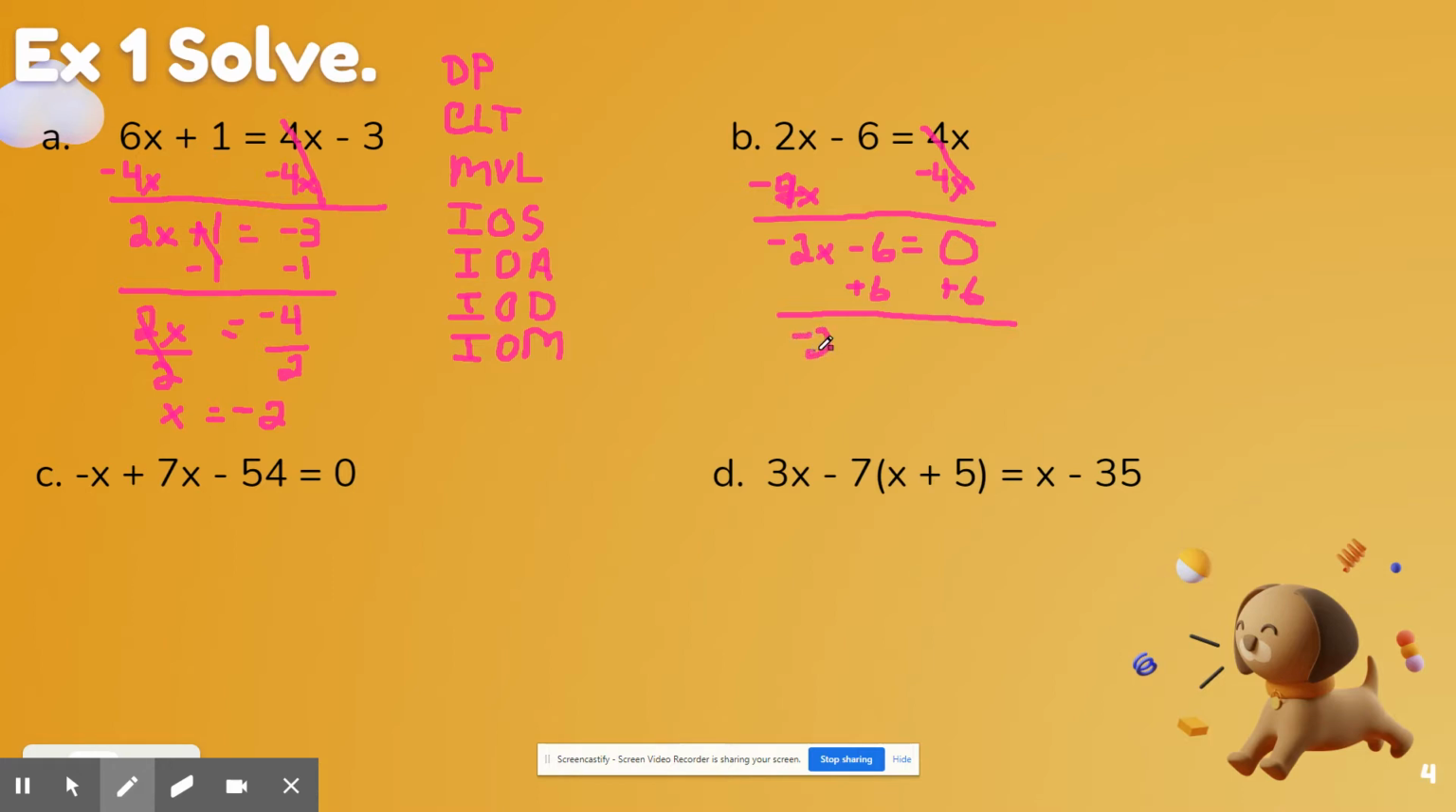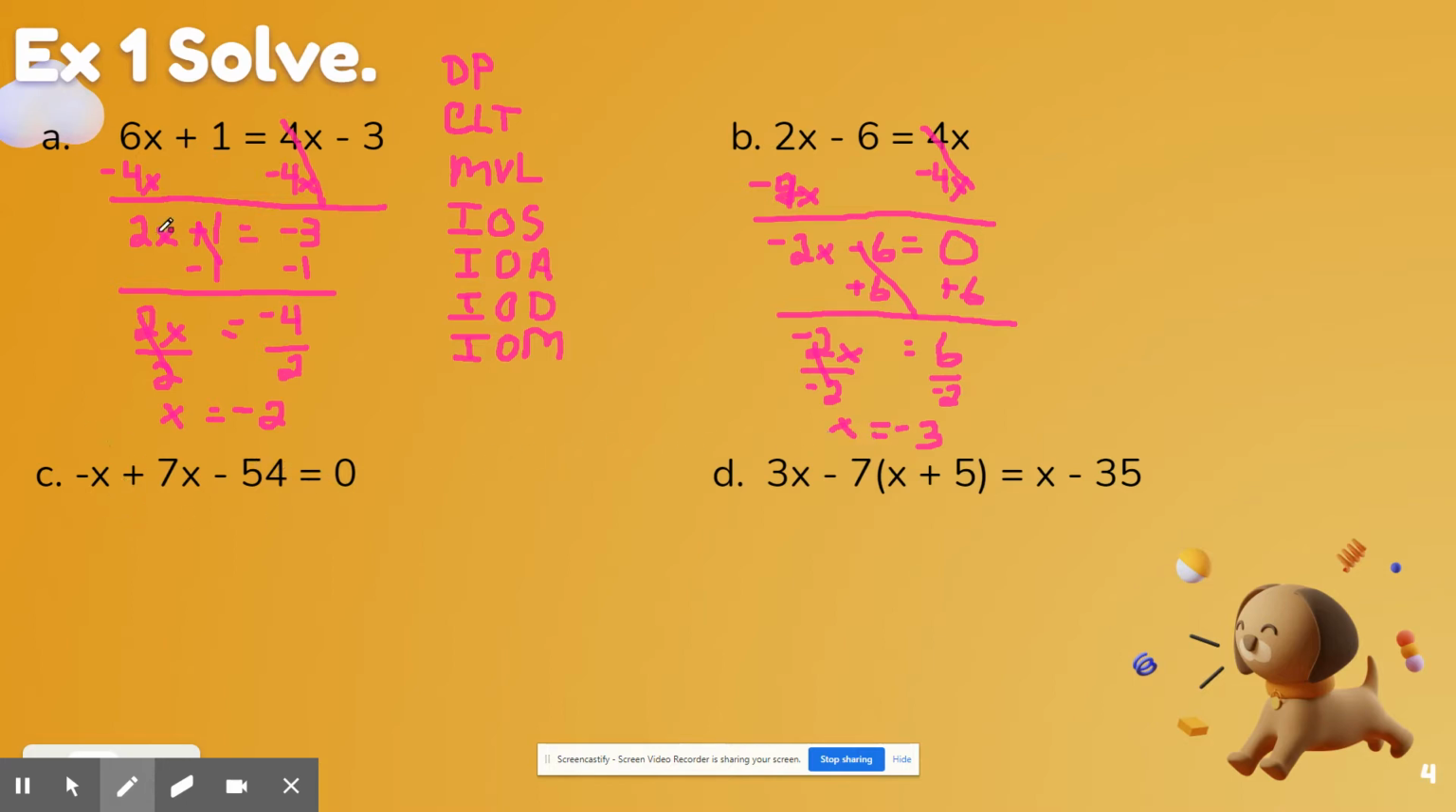Negative 2x drops down. 6's cancel. Equal sign drops down. 0 plus 6 is 6. Your last and final step is to do the inverse of multiplication. Divide by negative 2. These cancel. X drops down. 6 divided by 2 is 3. And a positive divided by a negative is negative. So it becomes negative 3.